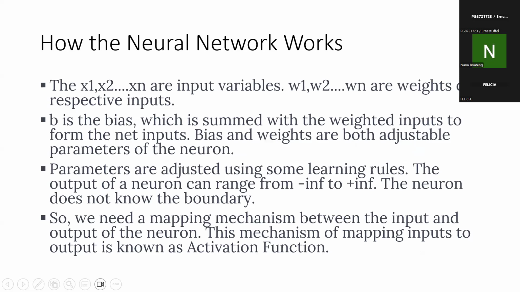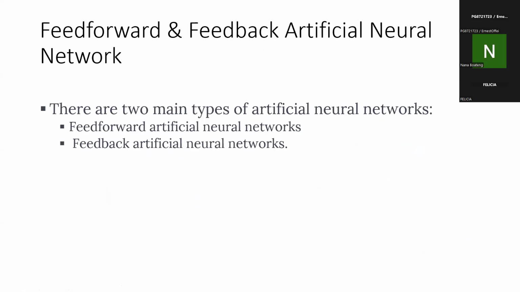There are two main types of artificial neural networks. We have the feed-forward artificial neural network and then the feedback artificial neural network. The feedback artificial neural network means that when it goes through the input layer, hidden layer, and then the output, whatever information it gets is fed back into the system. So there is a loop. But for the feed forward, it's just one way. It just goes through the input, hidden layer, to the output, and that's it. That's the main difference between the two.